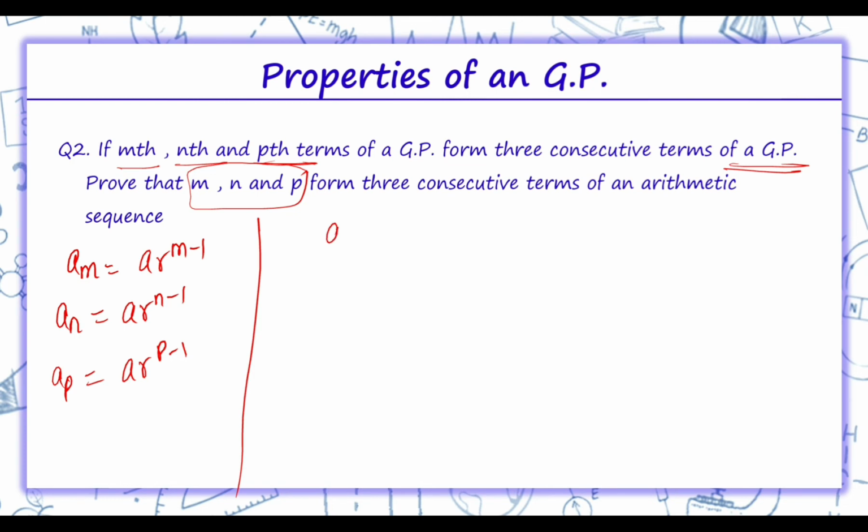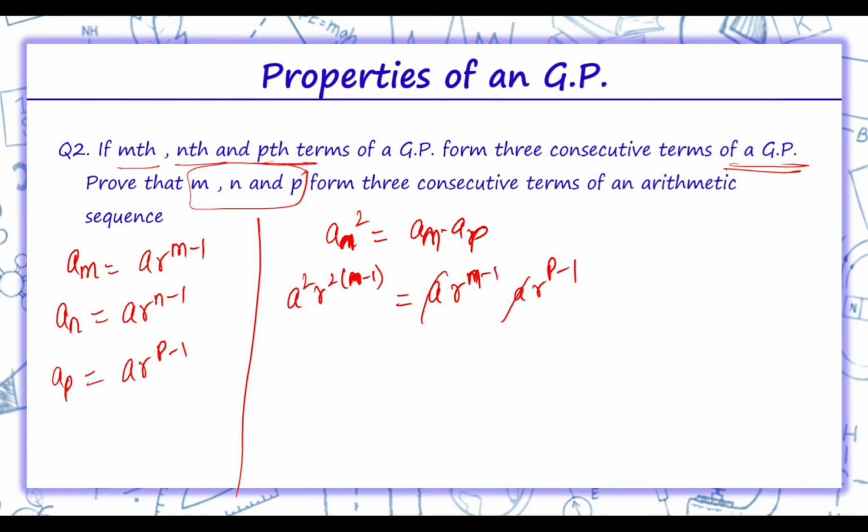They have given that it is in GP. So, a_m squared can be written as a_n into a_p. So, we will solve it, we will get A squared r to the power 2 into (m minus 1). Like the previous question we solved, sorry, a_n squared will be a_m into a_p. So, here it will be n and here it will be m. This will be A into r to the power p minus 1.